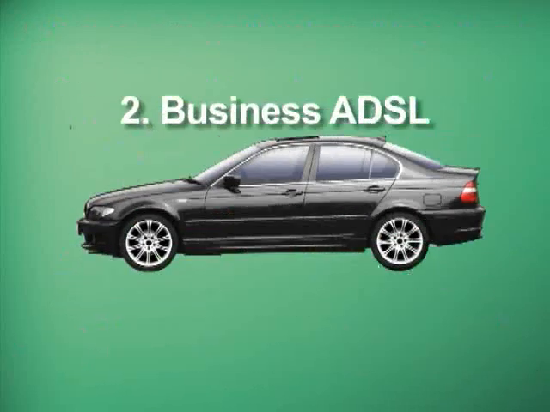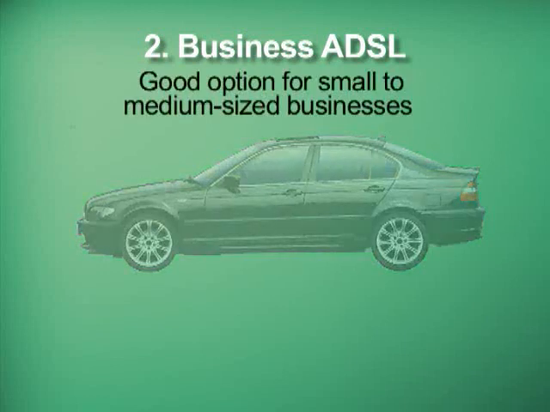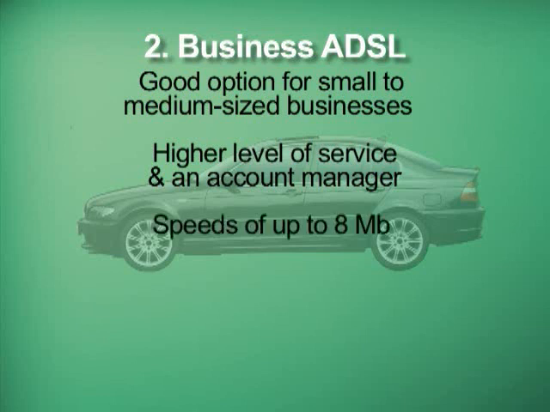Business ADSL is the next level up. ADSL stands for Asynchronous Digital Subscriber Line, meaning it has faster download than upload speeds. This is a good option for small to medium-sized businesses with 10 to 40 employees. You'll get a higher level of service and often an account manager to help you. ADSL speed is generally up to 8 megabytes. Some providers, such as consumer ISPs, will offer speeds as high as 24 megabytes, but be careful, as anything over 8 megabytes will be delivered over a technology called ADSL2+, which has much more rapid speed deterioration over distance. You have to be very close to your local exchange to achieve these top speeds.